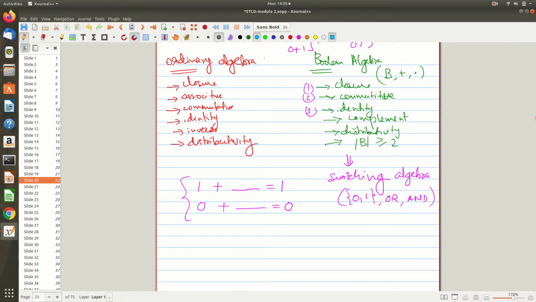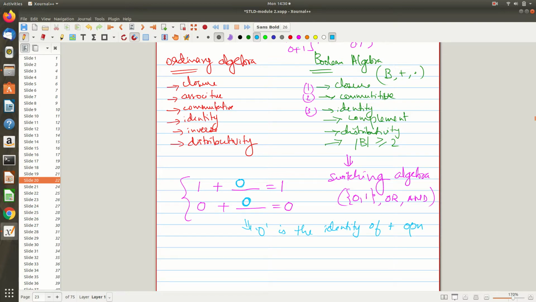You can see that this element is 0, right? You can simply substitute 0. You can see that 1 plus 0 is 1, and 0 plus 0 is 0. So I need a common element. But if I put 1 here, 1 plus 1 is 1, fine, but 0 plus 1 gives you 1. So it can't be 1. It is only 0. From that we can conclude that the binary 0 is the identity of the plus operation. The plus operation is nothing but our OR operation.